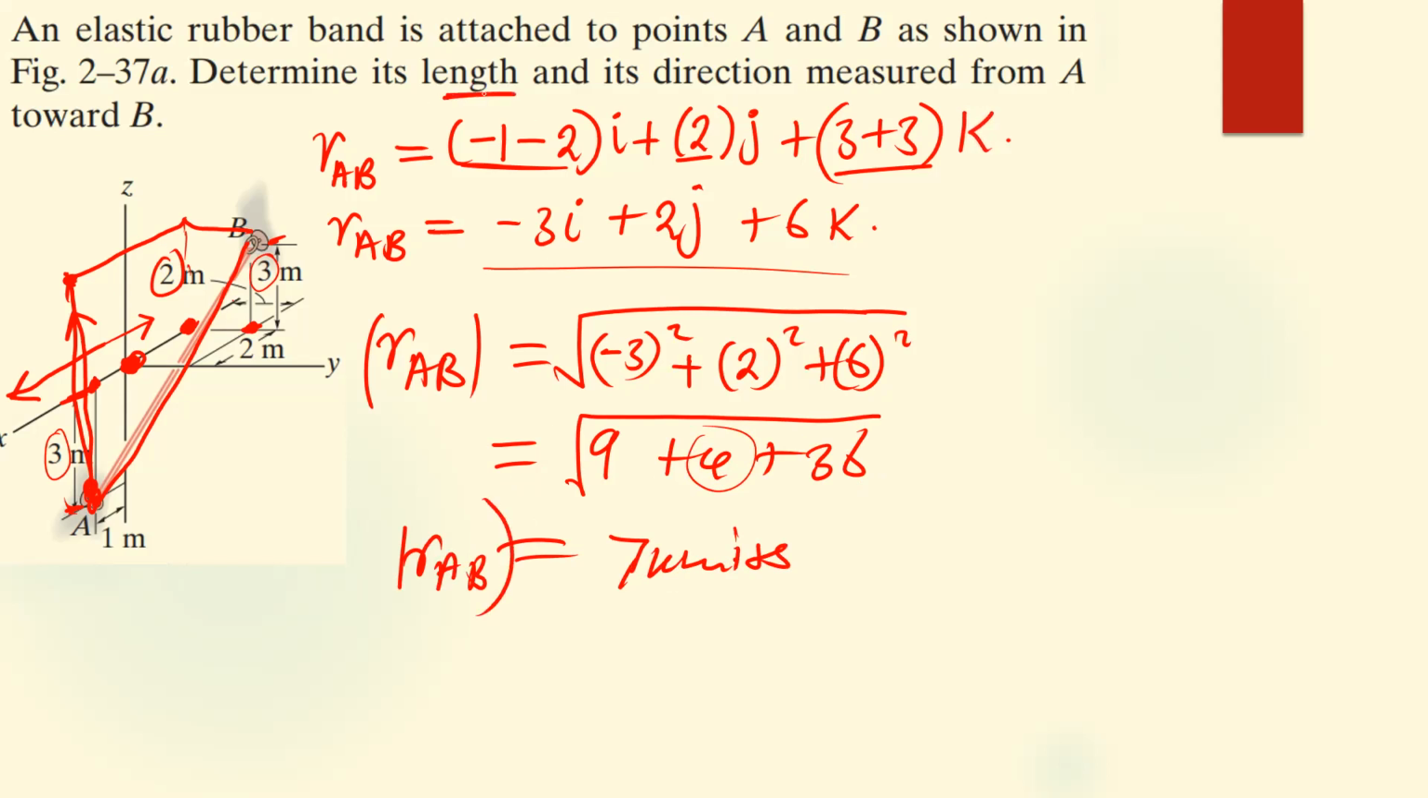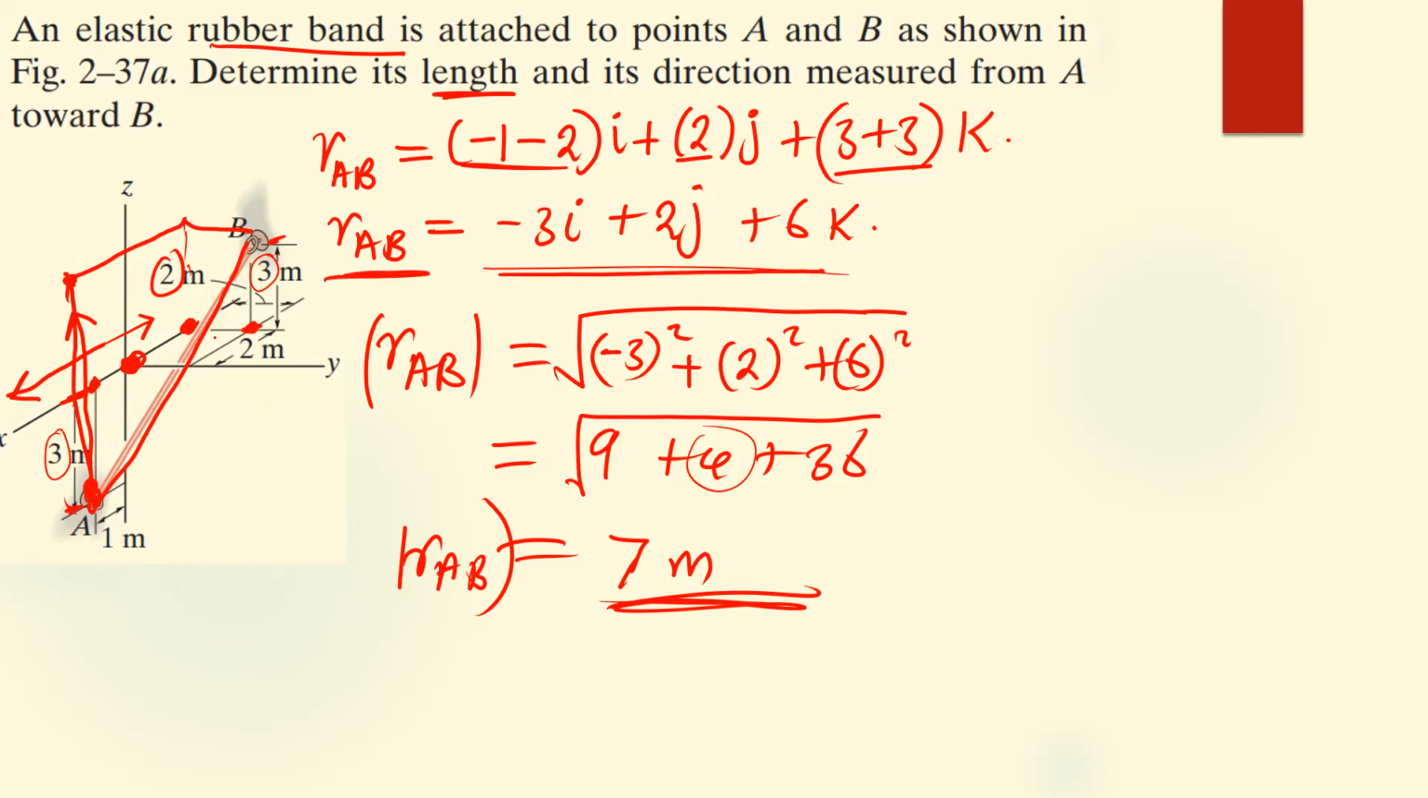So the length of this rubber band is 7 units. We're using meters, so we can say 7 meters. Now the question goes on to say we have to find the direction measured from A towards B. To find this direction, we have to find the unit vector in the direction of RAB.